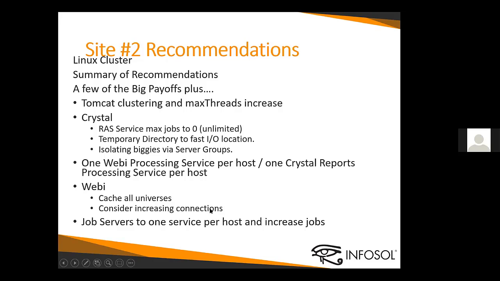Consider increasing the max connections, if you have that accessibility to your database. A lot of this is working with the DBA to make sure that if you set up your services to connect to the data, your database is going to be able to handle that. So there's kind of a back and forth between that. Job servers are recommended at 1 service per host, and you increase the number of jobs, generally along the lines of 5 per CPU, as the general recommendation.